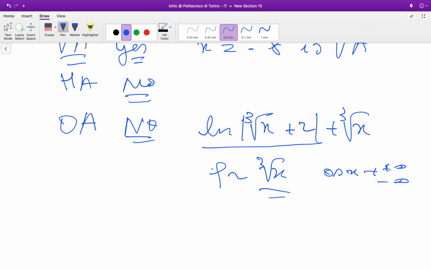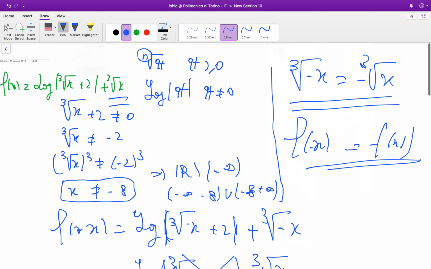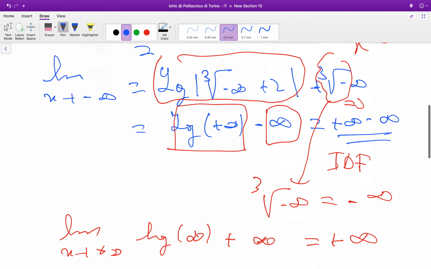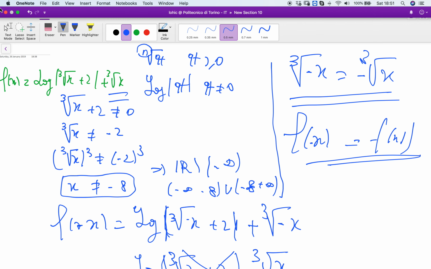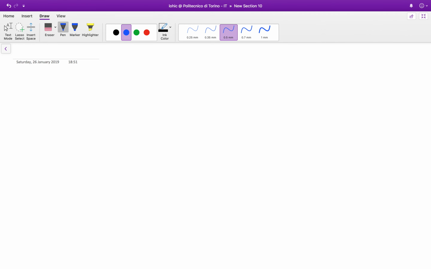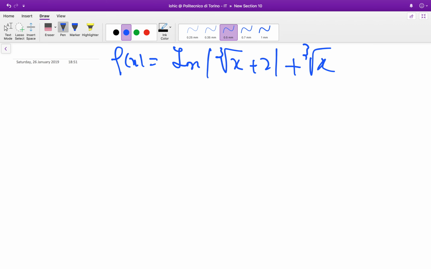Okay, so now we are done with the first questions. I moved to a new page to summarize all the important results. So moving to a new page, we will say that the function we are studying is f of x equal to the logarithm of the absolute value of the cubic root of x +2 plus the cubic root of x.